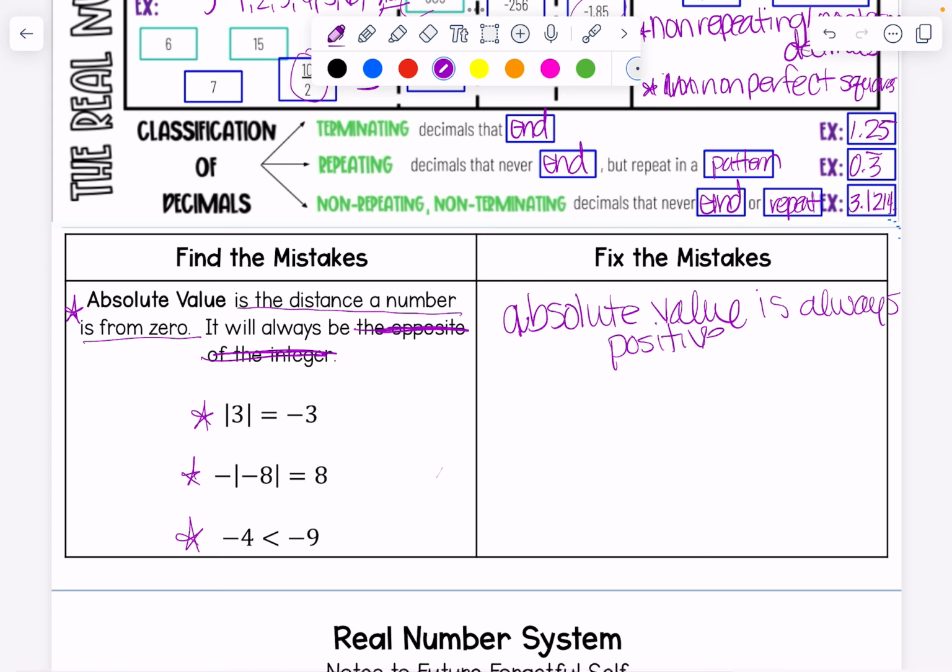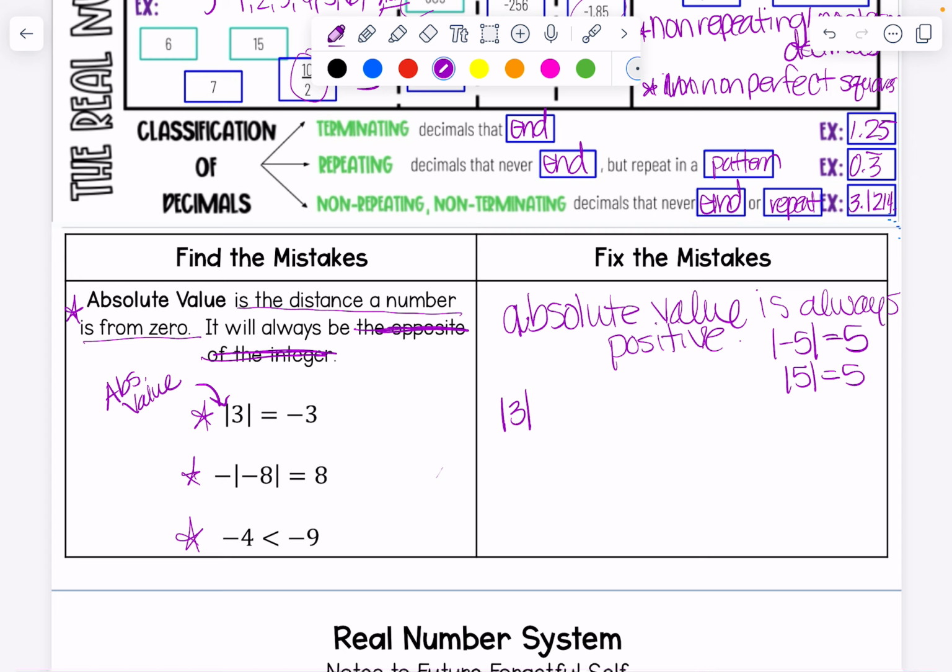So, for example, the absolute value of -5. -5 is 5 steps away from 0. That's how far it is from 0. If I said the absolute value of +5, that is also 5 steps from 0. Down here, these straight brackets are the absolute value symbol. This is read as the absolute value of 3, and here it says the absolute value is equal to -3. These, again, have mistakes.